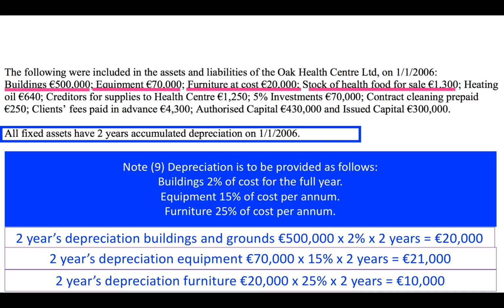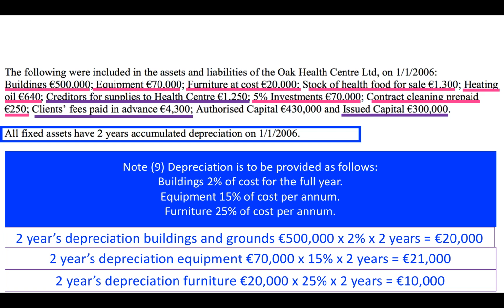So then we have the stock of health food for sale, 1,300. That's an asset. Heating oil is an asset. Creditors for supplies to health centre is a liability. 5% investments is an asset. Contract cleaning prepaid is an asset. Clients' fees paid in advance, 4,300, is a liability because you owe them.